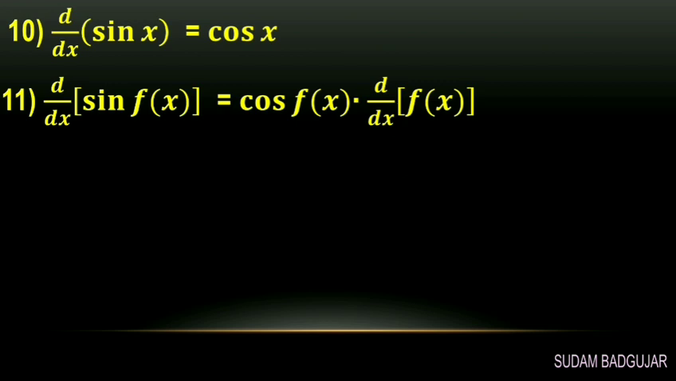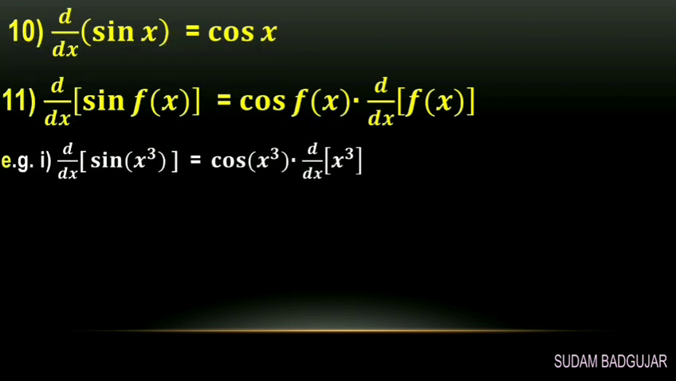In formula number 11, instead of angle x, we use f of x. That is, the derivative of sin of f of x is cos of f of x, but here the angle is not x, so you have to multiply with the derivative of its angle. That means the derivative of sin of f of x is equal to cos of f of x into the derivative of f of x. For example, the derivative of sin of x cube is equal to cos of x cube into the derivative of x cube. Here you have to carry the angle as it is into the derivative of the angle.